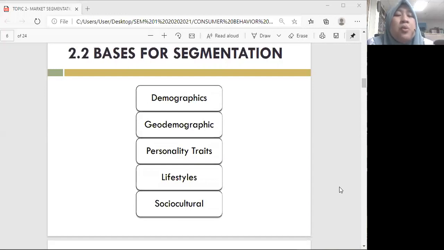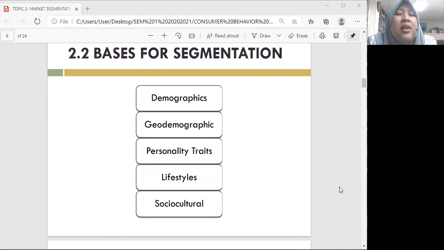Okay, so basically when we're talking about segmentation, even in Malaysia, we have a lot of geodemographics itself. The way the foods, the dishes are prepared by them, if you compare between the east region, like Kelantanese, and the north region in Penang, they would be totally different.